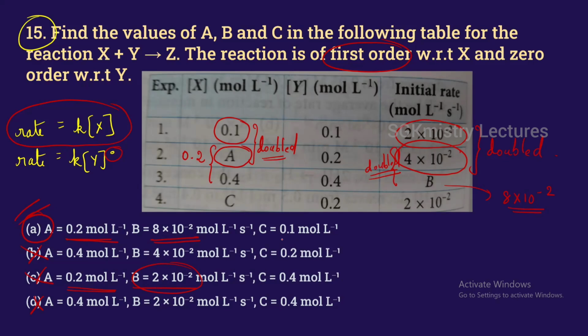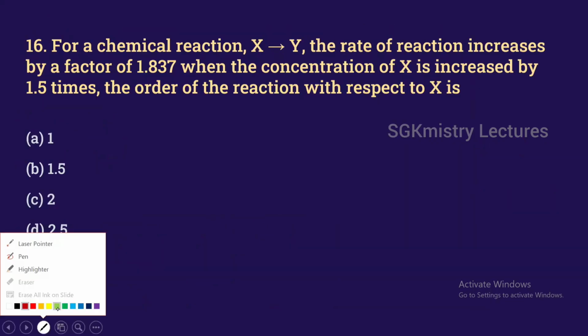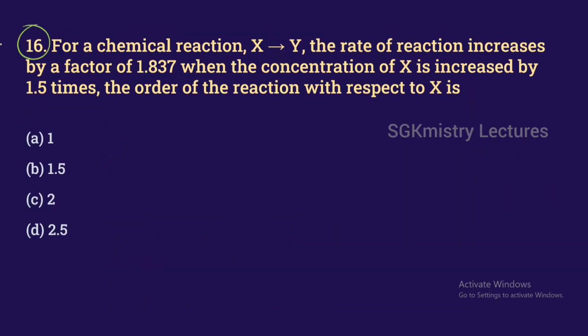Now you can, if you want, even confirm. So here again, the rate becomes 2 into 10 to the power of minus 2, which corresponds to 0.1. See here, the first value. So 0.1 mole per liter. Okay. Yes. Now let us go to the next question. That is question number 16.